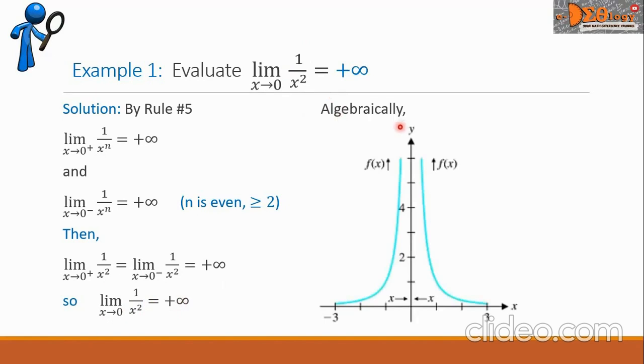We can also observe the graph of this function. You can see here that when x approaches 0 from the right, the graph is going to positive infinity, while coming from the left, the graph is approaching a y value that is positive infinity also. So this is our final answer.